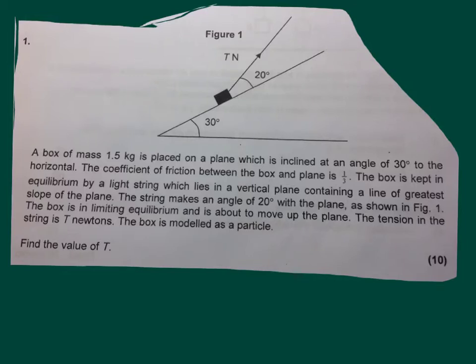Okay, so we've got a box of mass 1.5 kilograms, and it's placed on a plane which is inclined at an angle of 30 degrees. We can see that here. Coefficient of friction, mu, is 1/3. The box is kept in equilibrium by a light string which lies in a vertical plane containing a line of greatest slope of the plane. The string makes an angle of 20 degrees, that's there, as shown in figure 1.